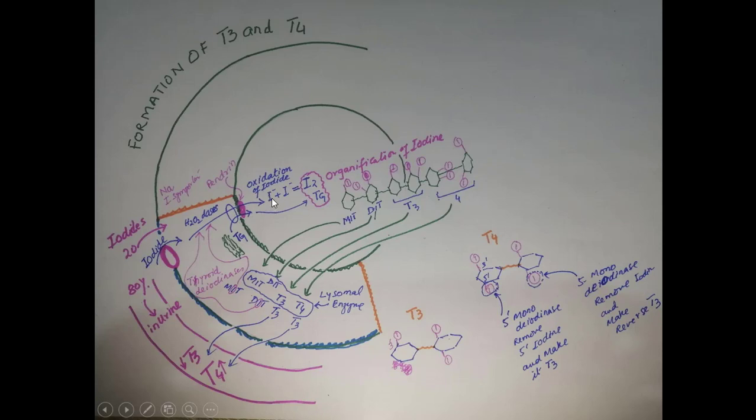Once it is present inside this colloidal material, the oxidation of the iodide immediately occurs. That is, two iodide molecules combine together to form an iodine. This is an oxidation process through which the two iodide ions combine together to form molecular iodine. Now let's go back to this follicular cell.